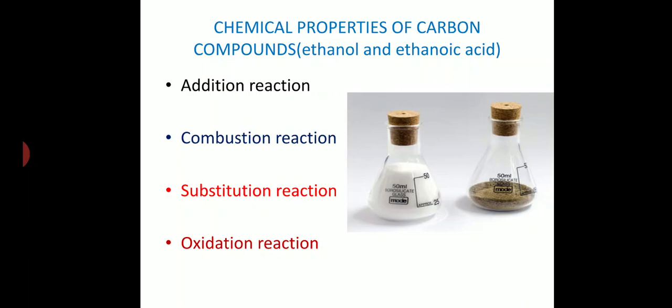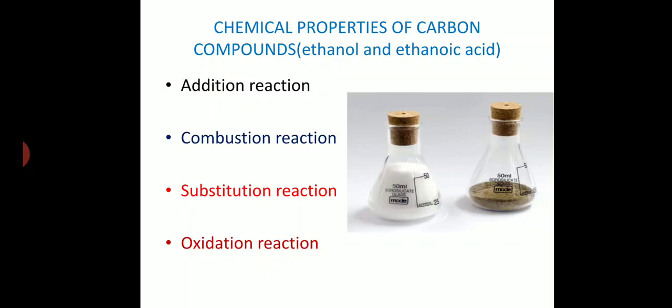Next, substitution reaction. It is the characteristic property of saturated hydrocarbons. Here the substitution reaction takes place in presence of sunlight. For example, methane, when it reacts with chlorine in presence of sunlight, gives chloromethane till carbon tetrachloride. That means the 4 hydrogen atoms are replaced by 4 chlorine atoms. It gives 4 products. This reaction is a very good industrially important reaction.